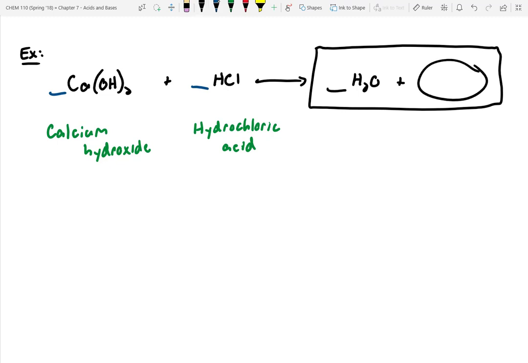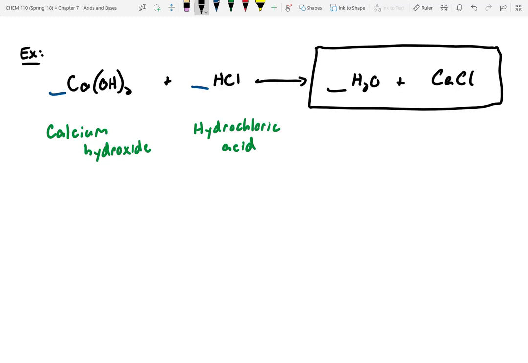Calcium chloride. So what a lot of students do is they say, well, we've got calcium and we've got chlorine left over. Is that right? Is that the correct salt that we should be making? Just CaCl? You need a 2, right?